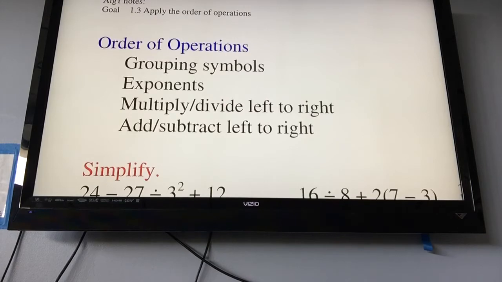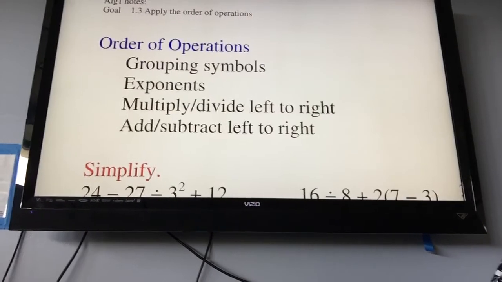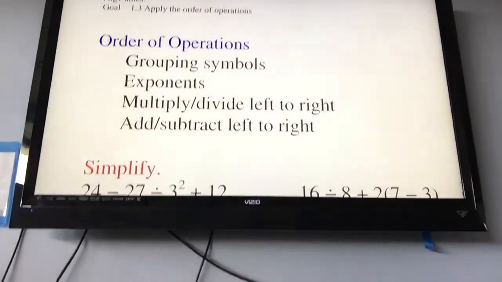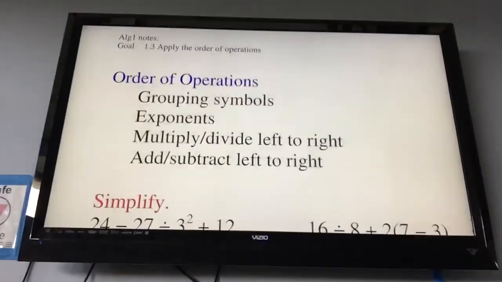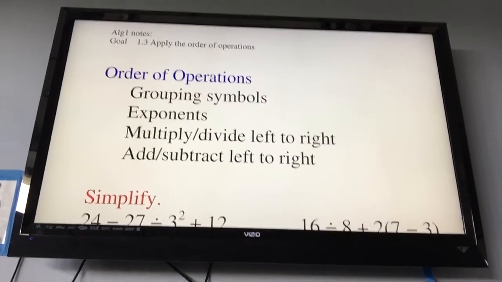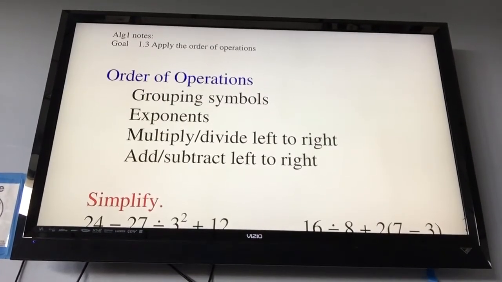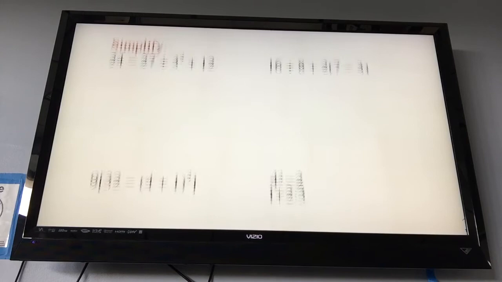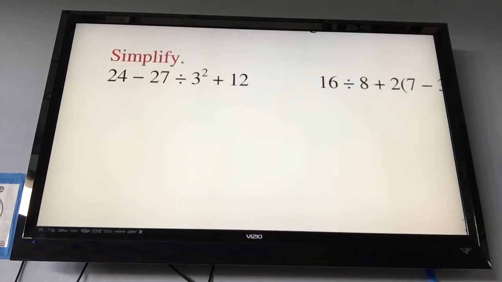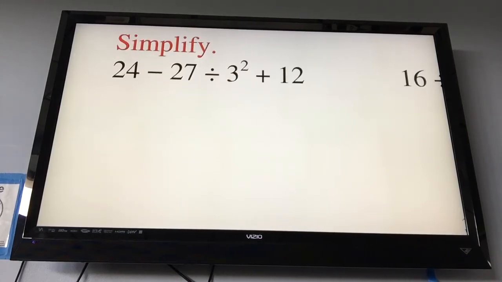Okay? Exponents come next. Multiplication or division, left to right. So when you think of PEMDAS, multiplication doesn't take precedence over division, and it makes it seem like that, but it does not. And it makes it seem like addition takes precedence over subtraction. It does not. It's going to be working left to right. Okay, so we're going to go through these 4 questions. Then I'm going to give you some to practice in class. And then we're going to go to 1-4.